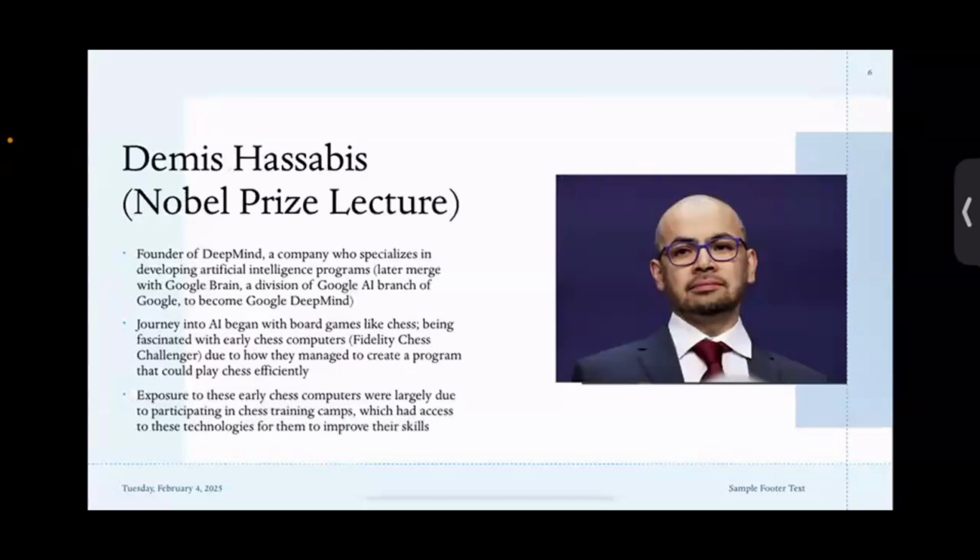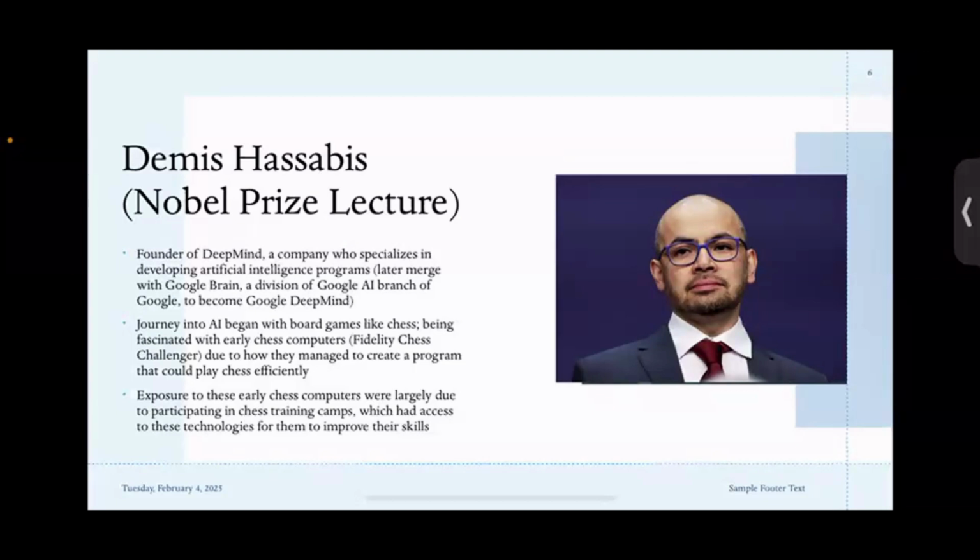Now, the second variable that we discussed was a Nobel Prize lecture performed by Demis Hassabis. He's the founder of DeepMind, a company that specializes in developing artificial intelligence programs. They merged with Google Brain, the AI division of Google, to become Google DeepMind.